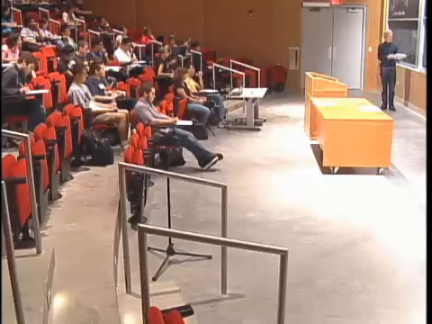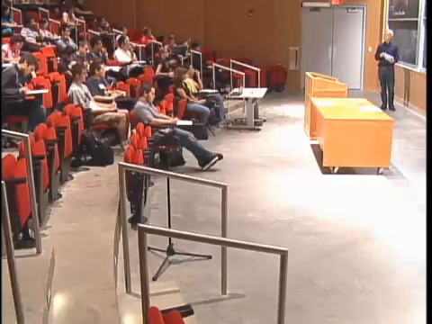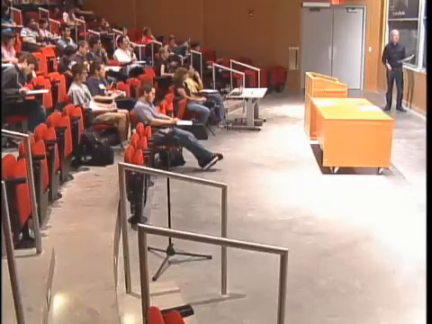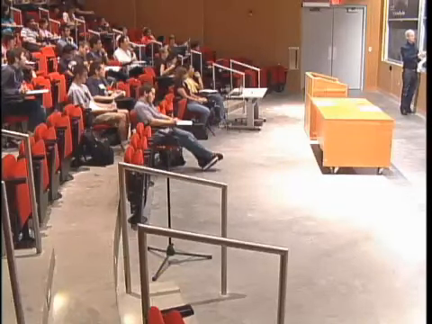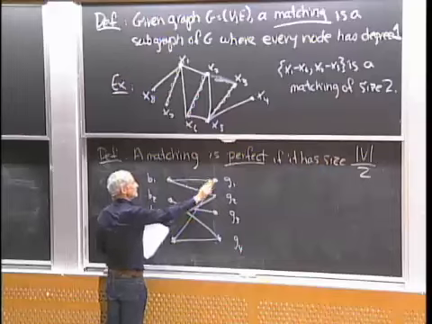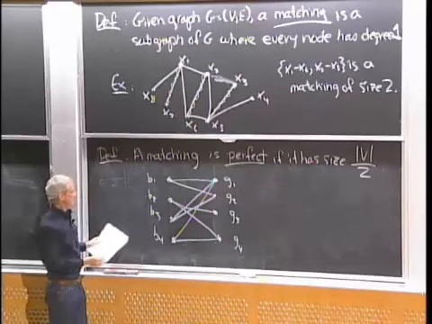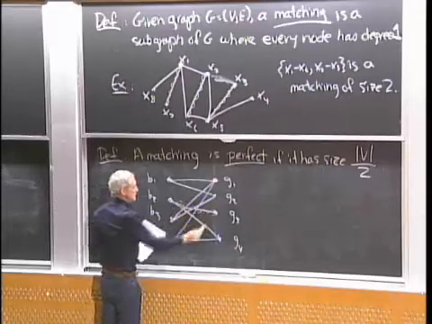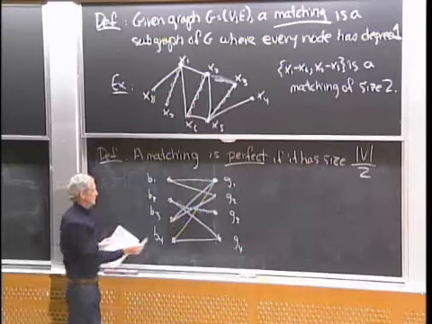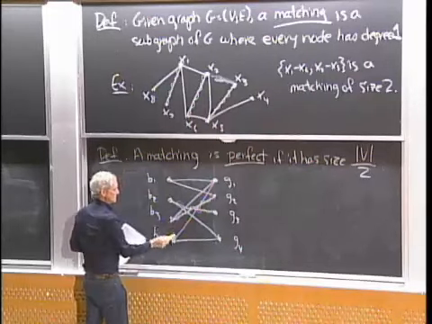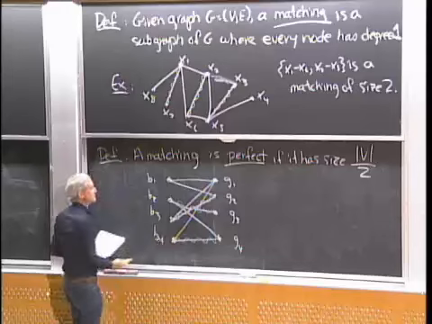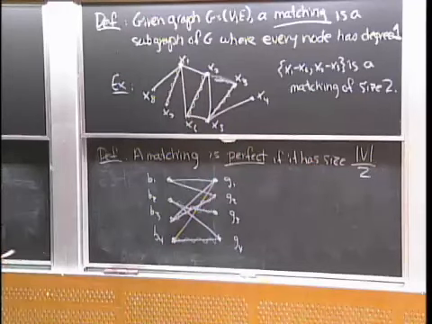Can you do that? Yeah? All right. Who do I start pairing up? B1, G1. B2, G3. B3, G2. There we go. So there is a perfect matching in this graph. Very good.